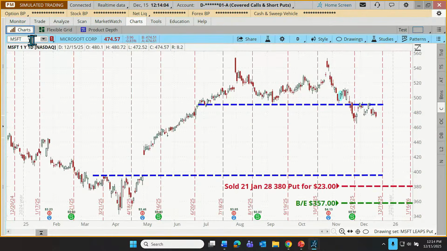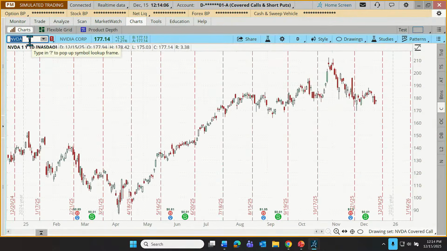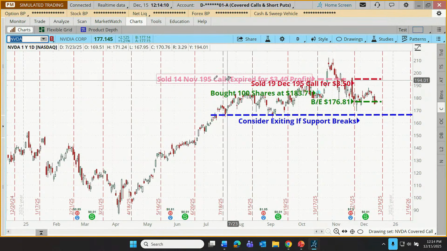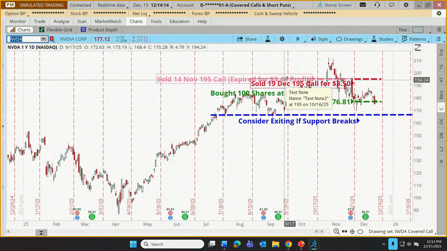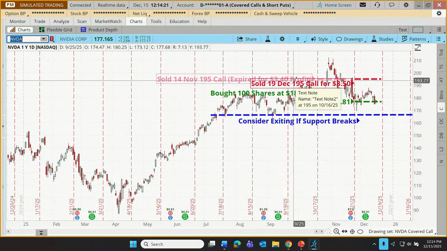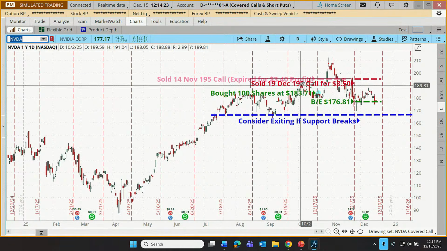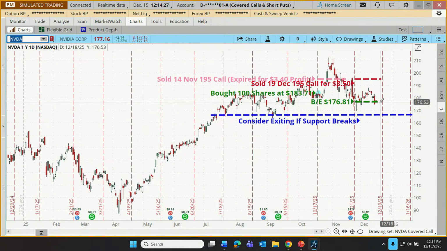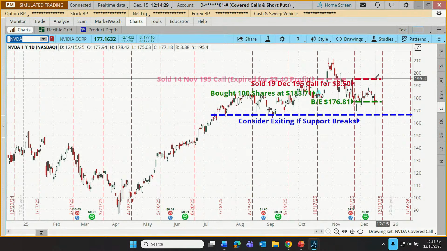But if we go look at Nvidia, bought the shares here, sold a November call. That one expired for a 340. I think I said 350, 340. A 340 realized gain there, setting the initial commission aside. We've sold another call at 195. That one's way out of the money as we get close to expiration. That's why it's only worth about 6 cents.